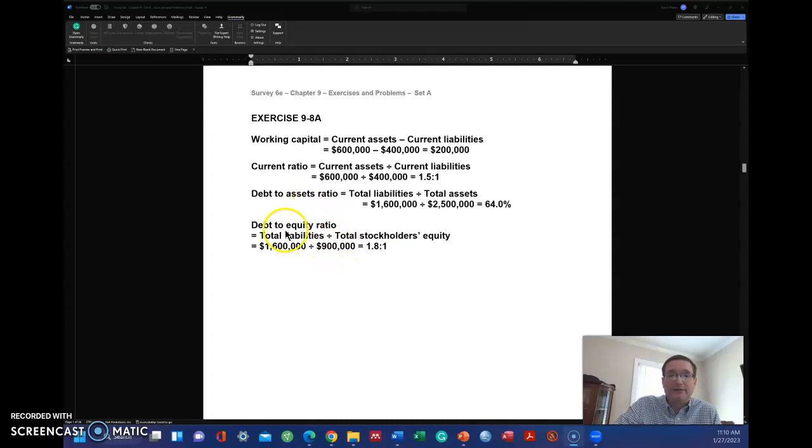And total debt to equity, again, the equation is given to you in the name. Total liabilities divided by total stockholders' equity, so it's 1.8 to 1, or 1.8 times. All right, so this is it. This is the first problem of Module 3, Assignment 2 homework.